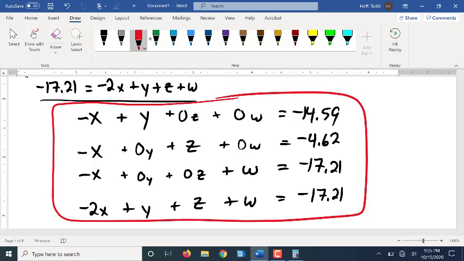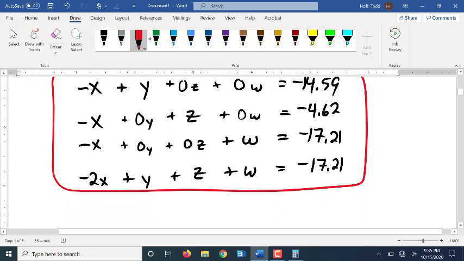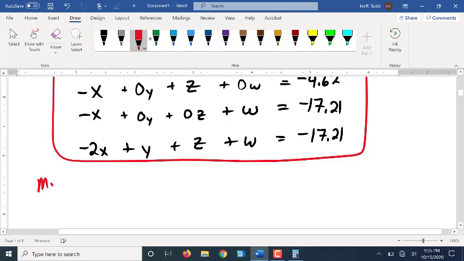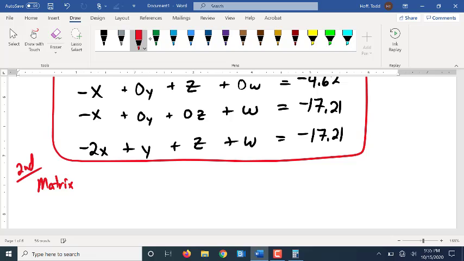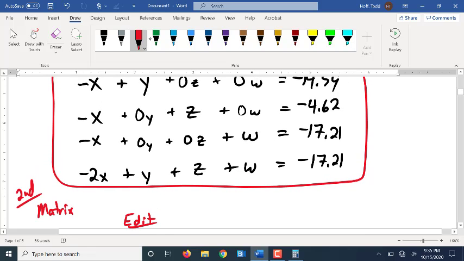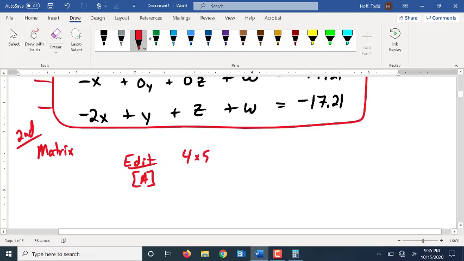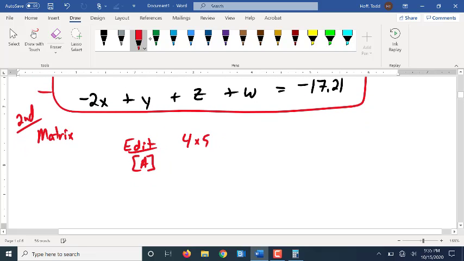But if you put it into your graphing calculator, if you go to the matrix menu, second matrix, and you go over to the edit menu, and just select matrix A. When you select matrix A, it's going to ask you to dimension it. This matrix has 4 rows and 5 columns. So it's going to be a 4 by 5 matrix. And you're going to enter these numbers into that matrix.